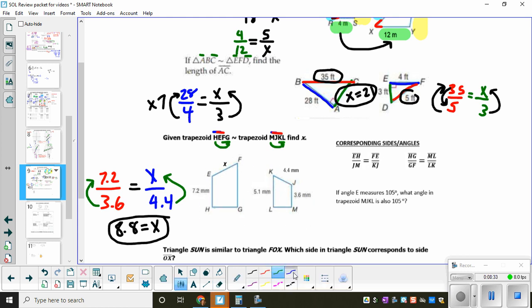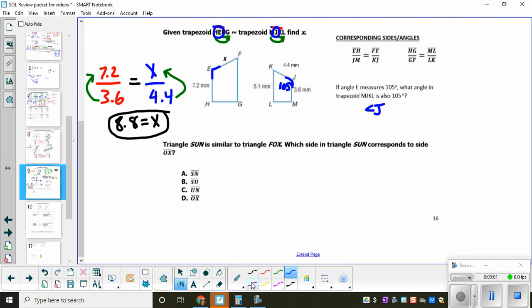So for example, if we know angle E, which is the second one, it corresponds to angle J. So this angle and this angle should be the same. If it tells us that angle E over here is 105, we know that angle J right here is the other one that is also 105. So this one would be angle J, has the same angle measure as its corresponding angle E in the first shape.